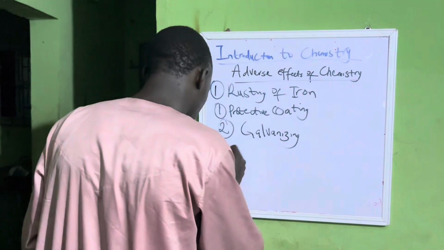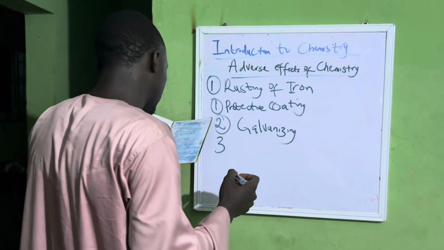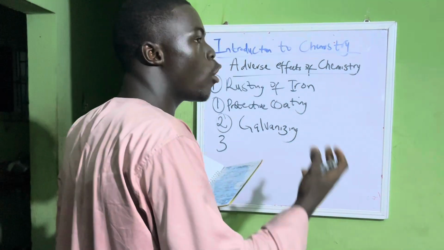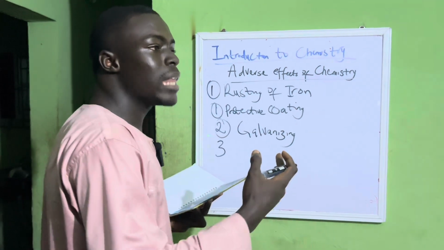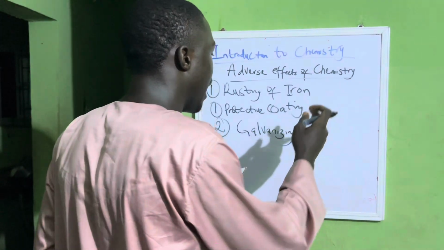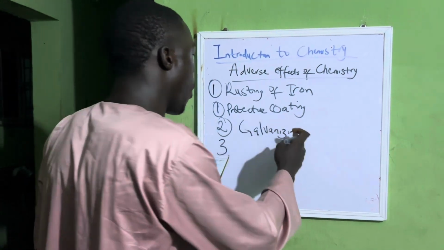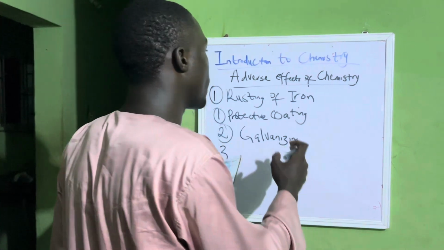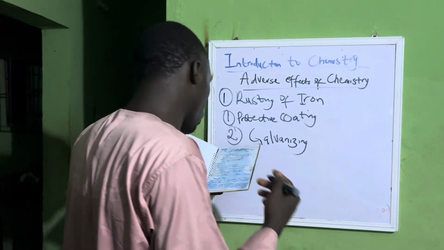The third one is sacrificial metal, like zinc, like copper, and aluminium that do not corrode. Other metals that do not corrode, you can use them as protective coating or as sacrificial metal for your iron to prevent it from corrosion.